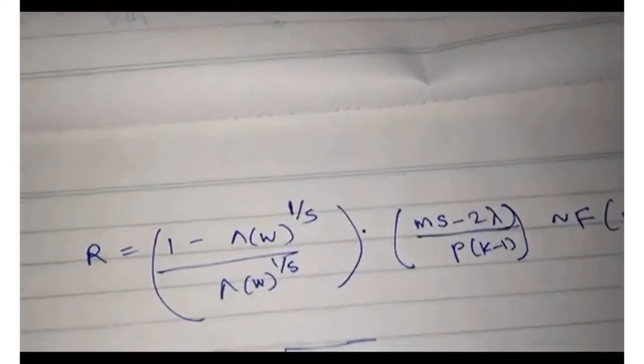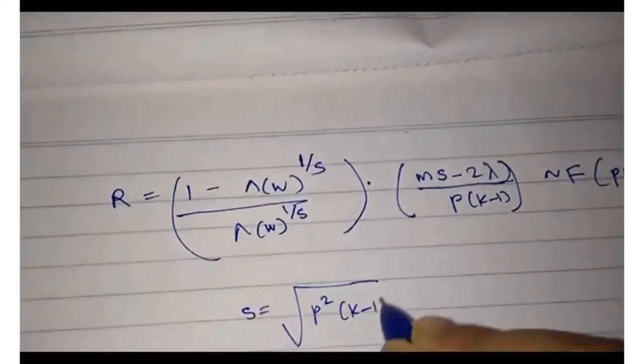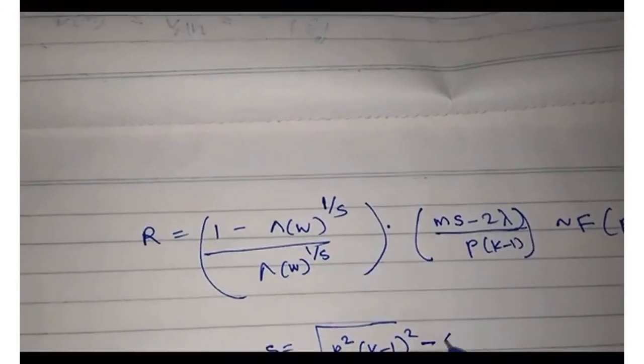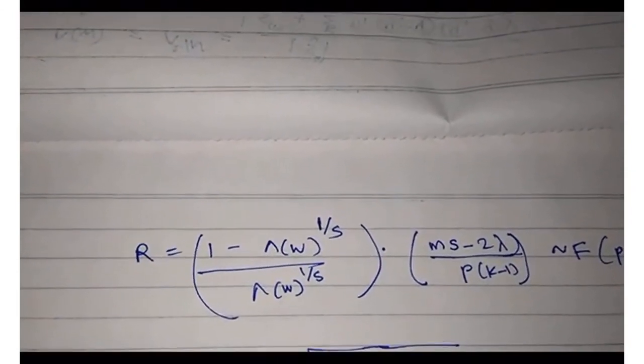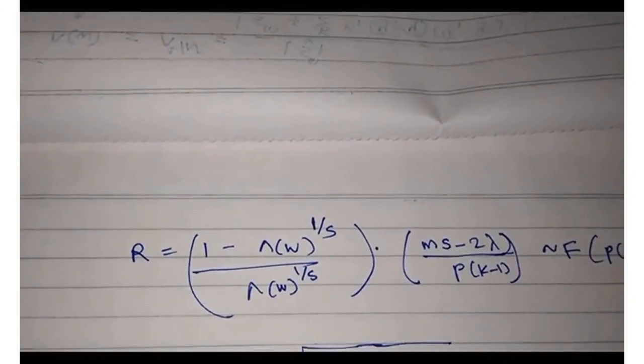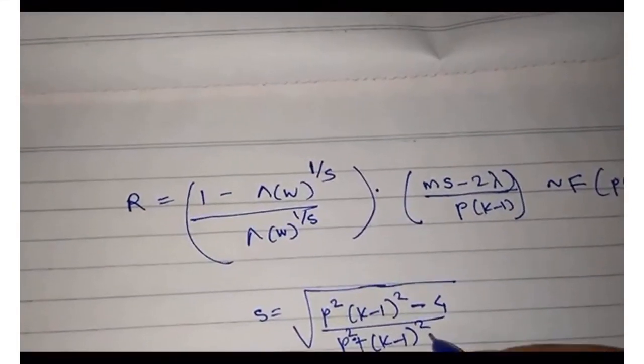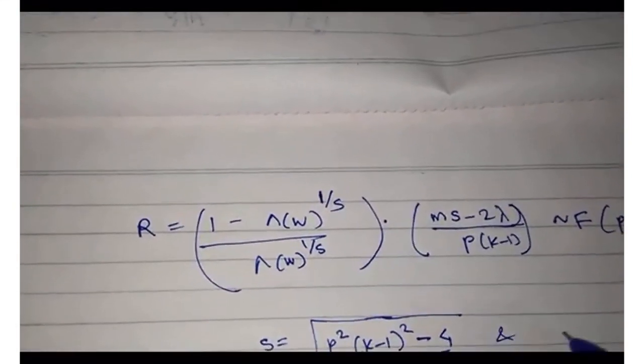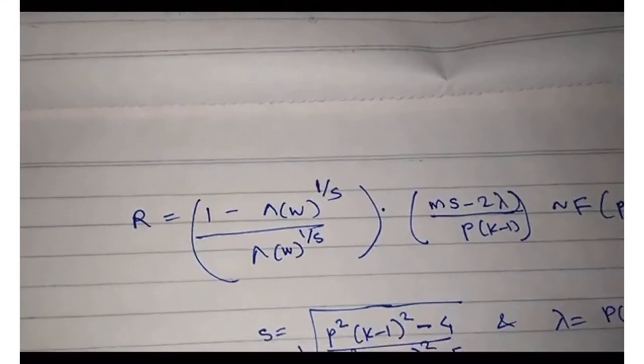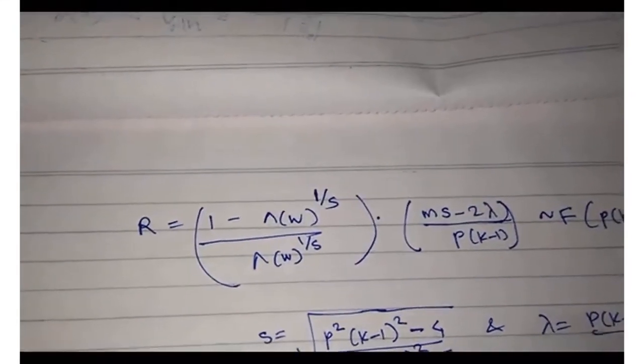Let me write it down. s is square root of p square k minus 1 square minus 4 divided by p square plus k minus 1 square minus 5, and small lambda is p into k minus 1 minus 2 divided by 4.